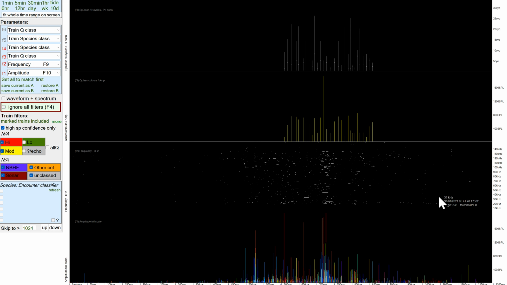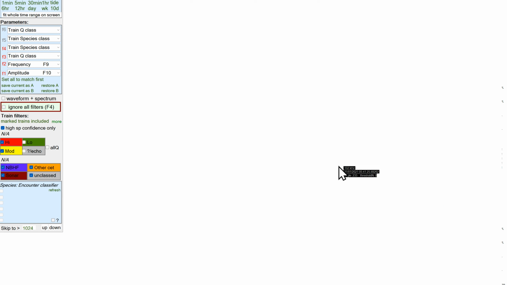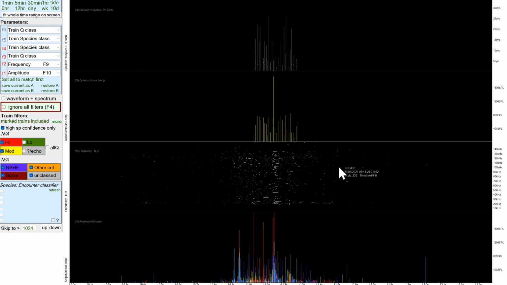Another thing to notice here is that when you look at the frequencies, there's no very definite structure there. There's a bit of a sense of a stronger pattern here and here. And we'll contrast that in a minute with what you get from cetaceans.